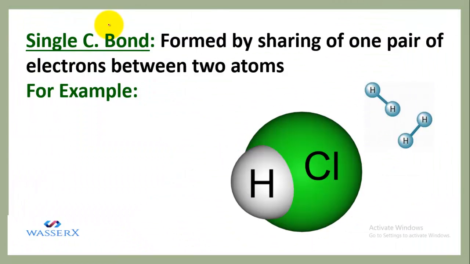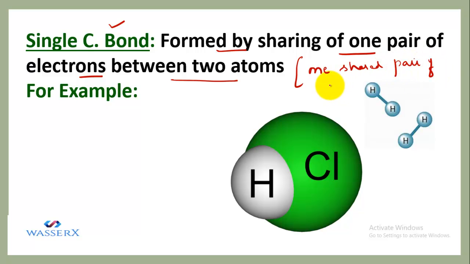Now let's study single covalent bond. A single covalent bond means the contributing atoms are contributing only one electron each. That is, one electron is contributed by each combining atom, right? So we can say that it is formed by sharing of one pair of electrons between two atoms. That is, they have one shared pair of electrons.